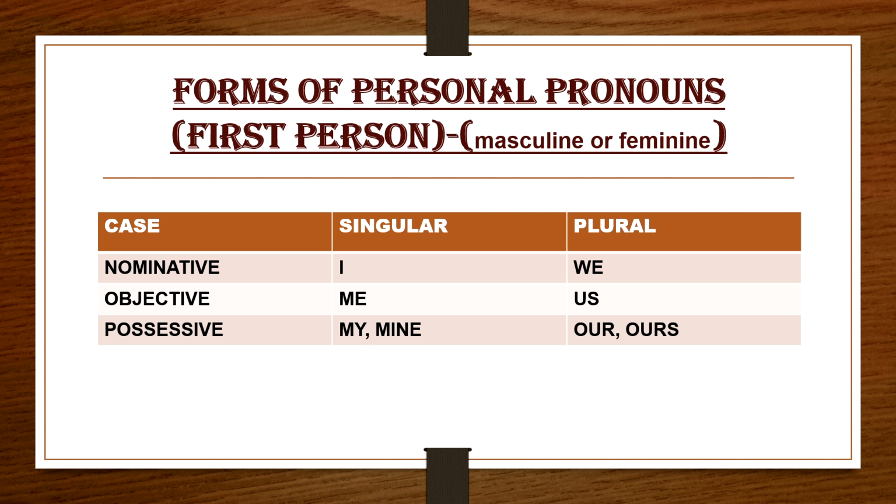Now, we will discuss different forms of personal pronouns. So, for first person, whether it is masculine or feminine, for nominative case, I is used in singular and we is used in the plural form. For objective case, me is used in the singular and us is used in the plural form. For possessive case, my/mine is used in singular form and our/ours is used in the plural form.